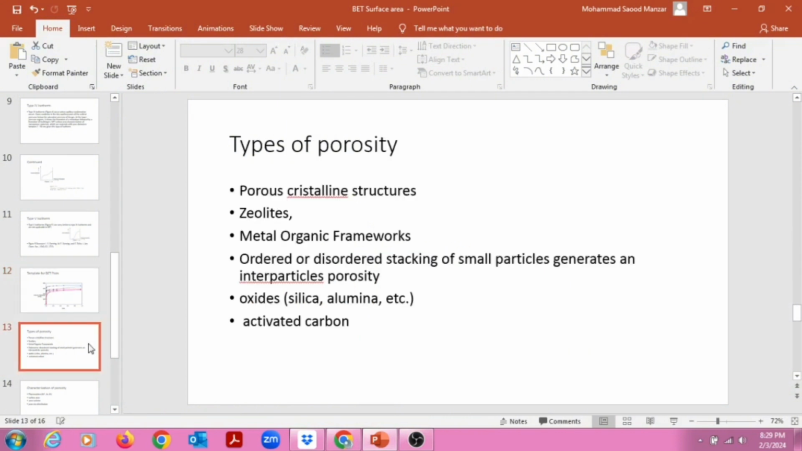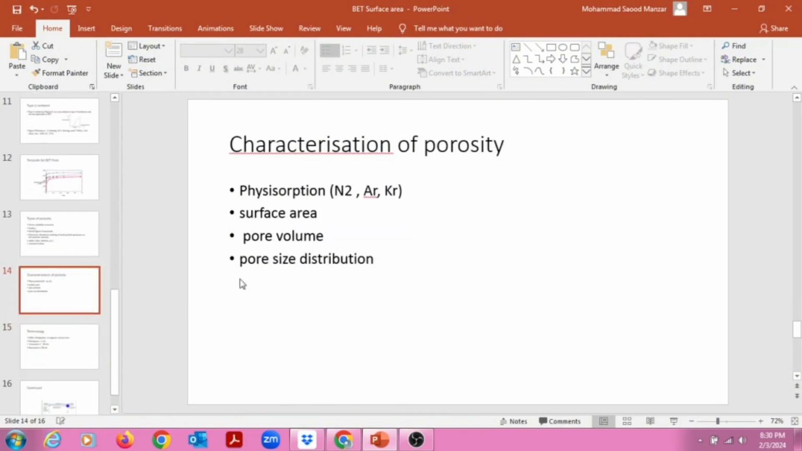And these are the types of porosity. We have porous crystalline structures, zeolites, metal organic frameworks. Ordered stacking of small particles generates an interparticle porosity. We have oxides, we have activated carbons, and for characterization of porosity we have physisorption, which we already discussed. We have surface area.